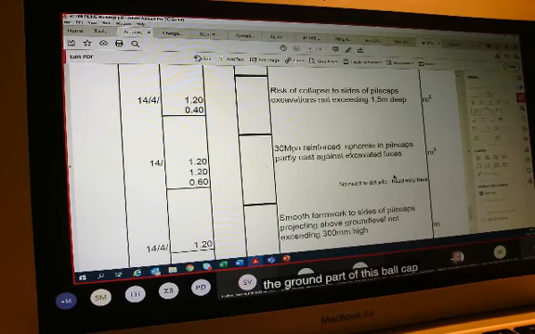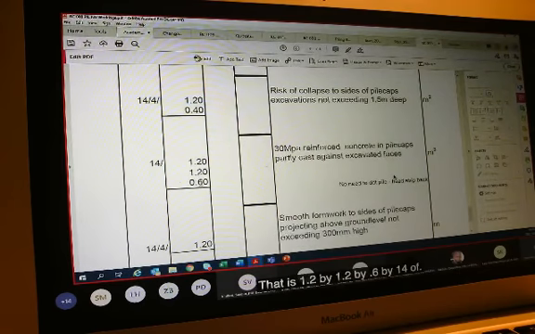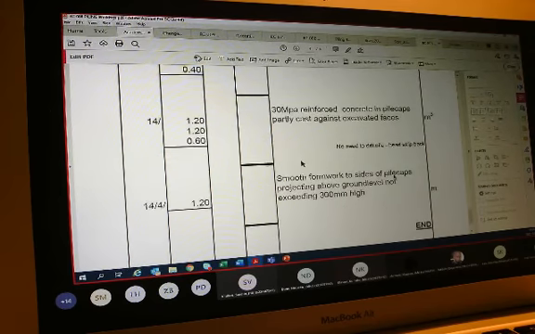I then also go and I say risk of collapse to sides of my pile caps not exceeding 1.5 meters deep from ground level. That is 4.8 by 0.4 times 14, or as is shown here, 1.4 by 0.4 by 4 by 14.